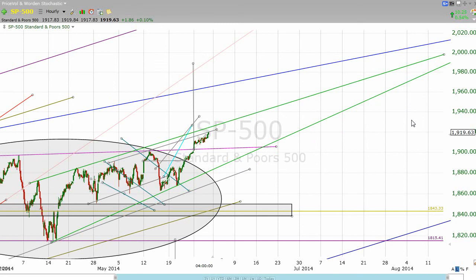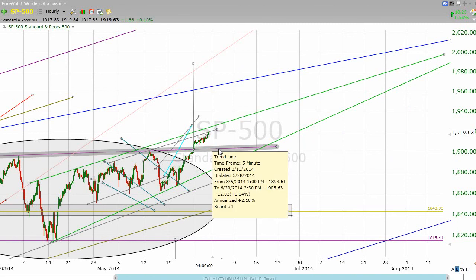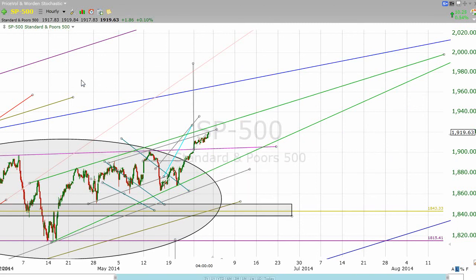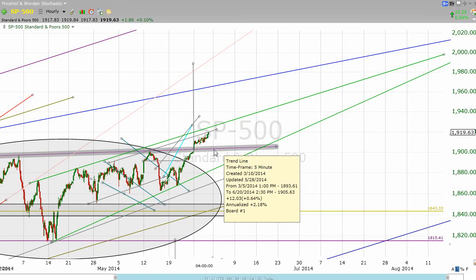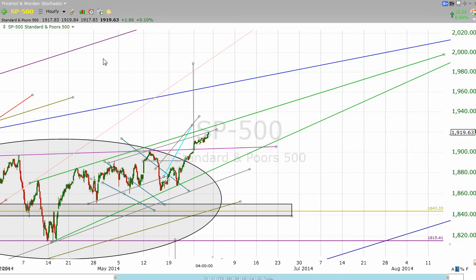But guys, there you have it. Let's keep this target in mind, about 1990. Let's get a little bit more steam if we can on this move to even further solidify the S&P's legitimate move over 1900. So far, it's looking pretty good. So let's keep our fingers crossed.